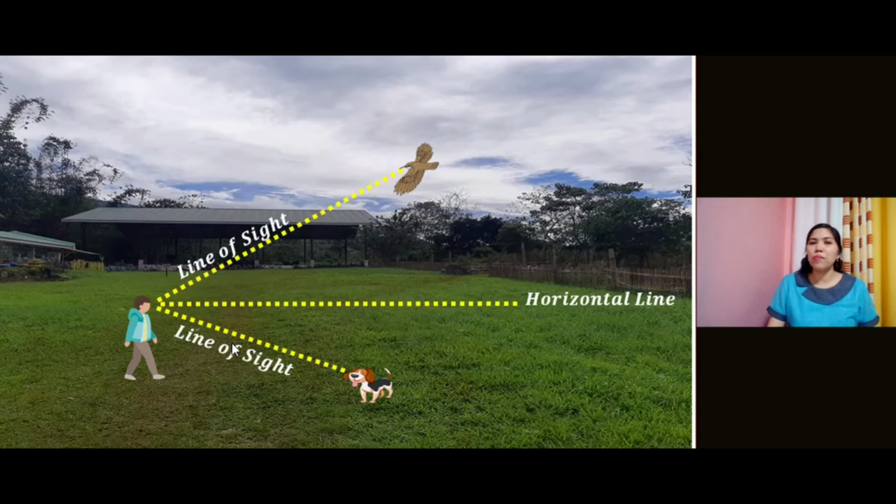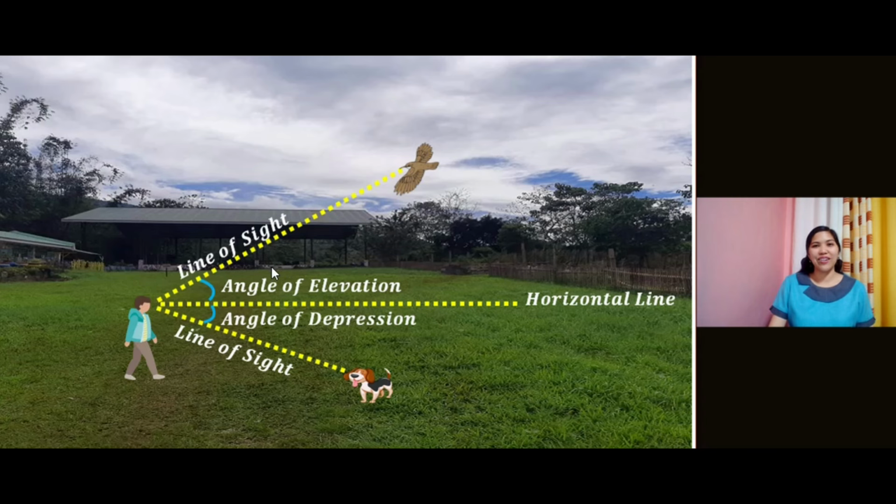Now, as you look up and as you look down, there is this angle that is formed. Let's begin as you look up. This angle here is what we call the angle of elevation. And the angle that is formed as you look down, this angle here is what we call the angle of depression. See, even in our simple life experiences, we can see angles of elevation and depression.